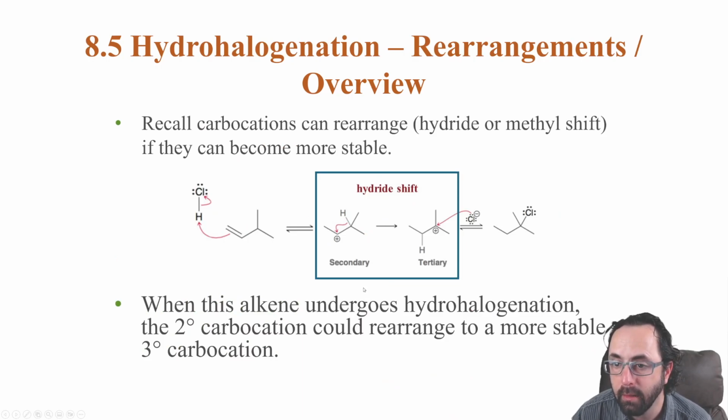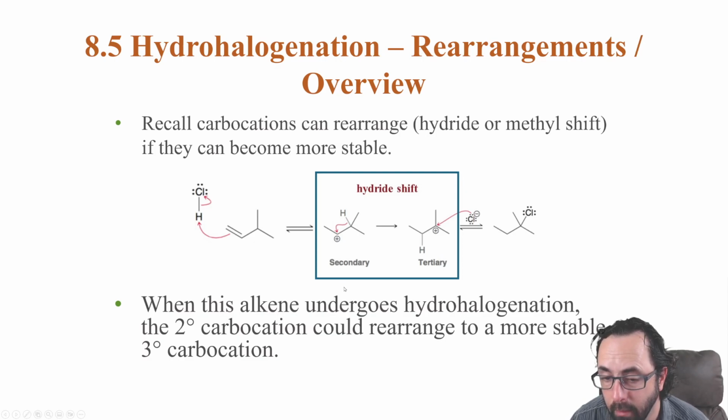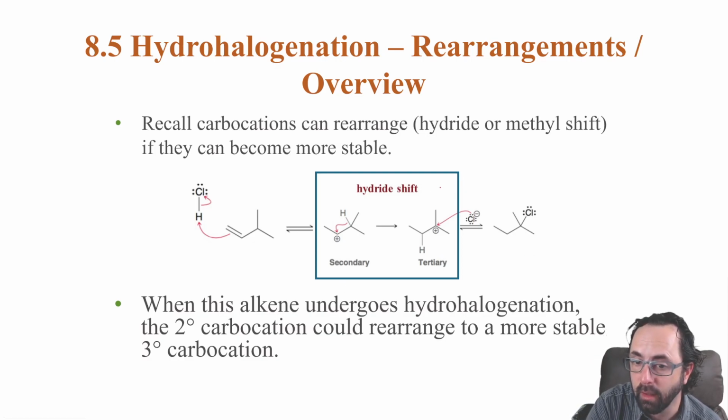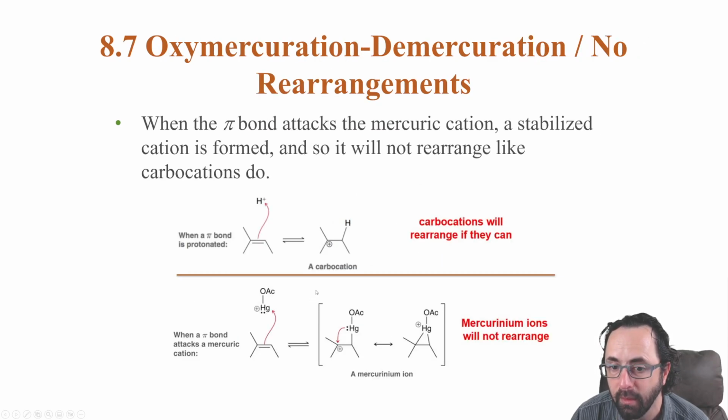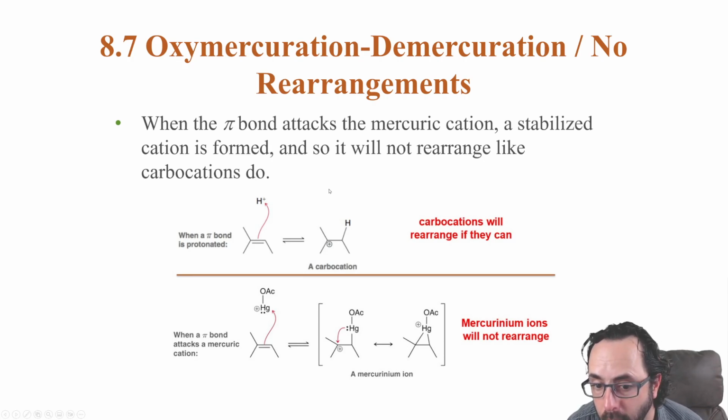Remember that carbocations can rearrange, and so because we're going through a carbocation intermediate, if there is a situation like this one here, where a hydride shift can occur to produce a tertiary carbocation, which is more stable than the secondary, this may occur before the product is produced. So you have to watch out for other products that are possible due to carbocation rearrangements. In the case of oxymercuration-demercuration, this is a way of avoiding those carbocation rearrangements.